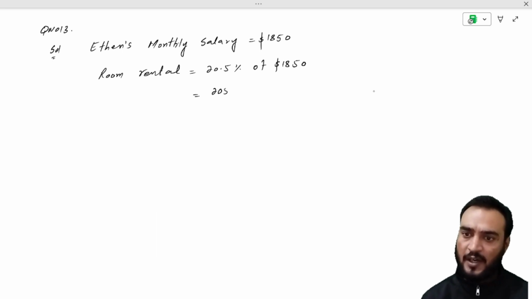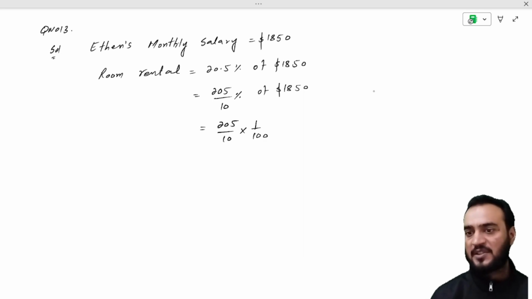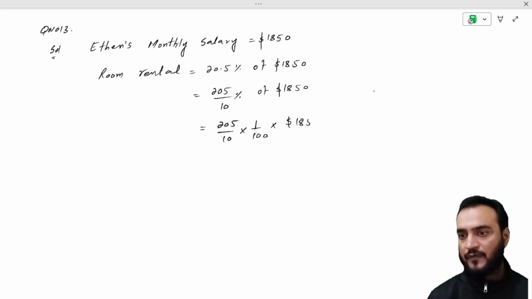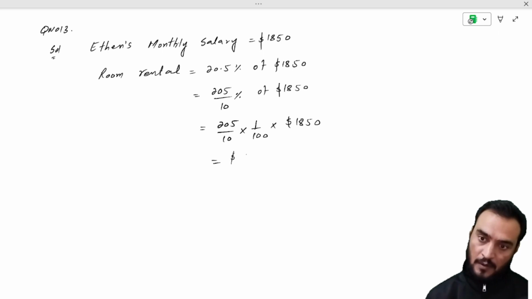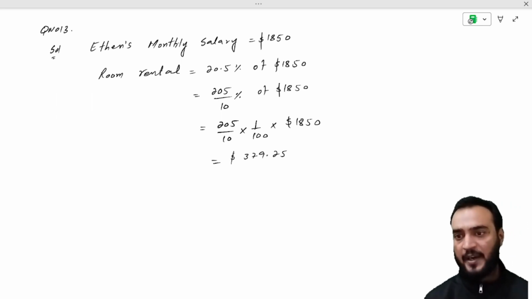So it becomes 205 over 10% of $1,850. So 205 over 10 times 1 over 100. We have solved the percentage times $1,850. After simplifying, or you can say by multiplying 205 by 1850 and dividing it by 1000, since 100 times 10 is 1000, we get $379.25. This was the total rental he has paid for his room.